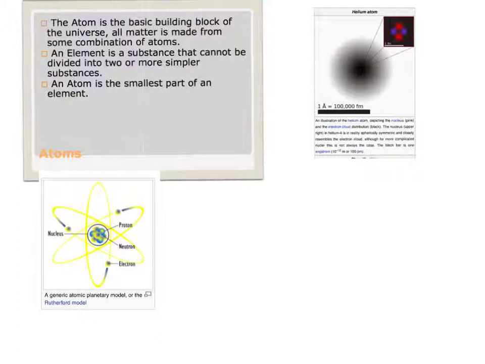So I've got two photographs on this slide. We're talking about atoms in this slide, and the atom is the basic building block of the universe. All matter is made from some combination of atoms. And then we have this term, an element. It's a substance that cannot be divided into two or more simpler substances, and an atom is the simplest part of an element. So you're always going to have atoms which are going to make up elements, and so the atom is the starting point or the building block of the universe where all things begin.